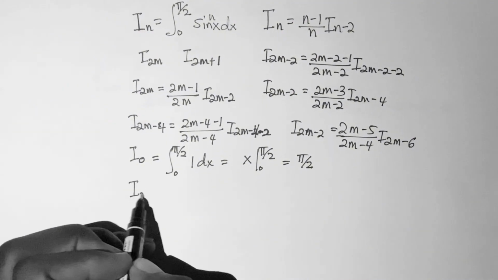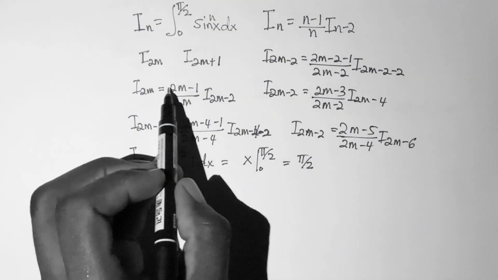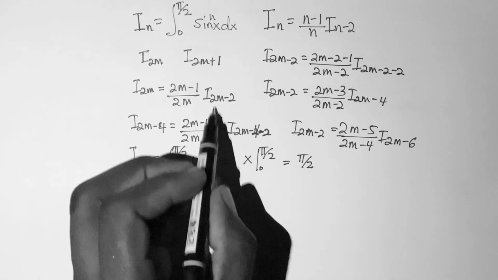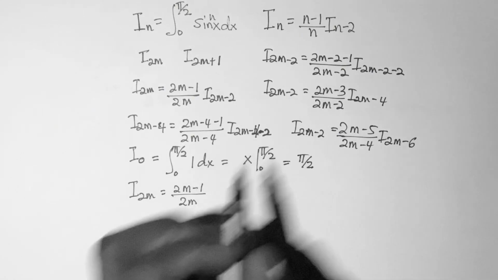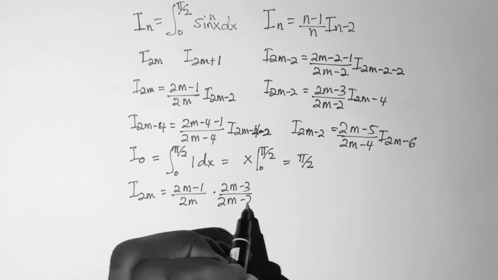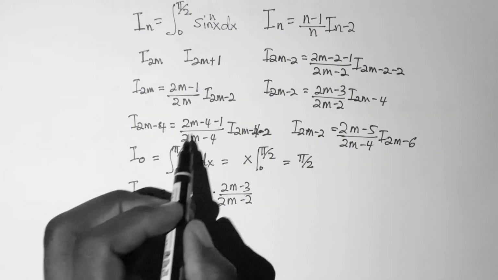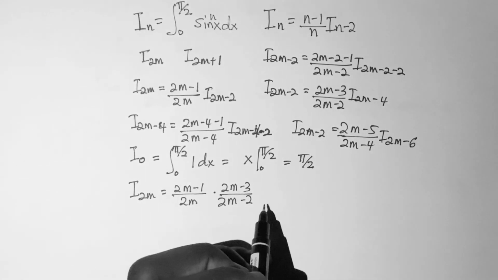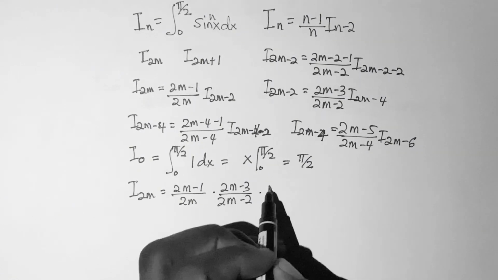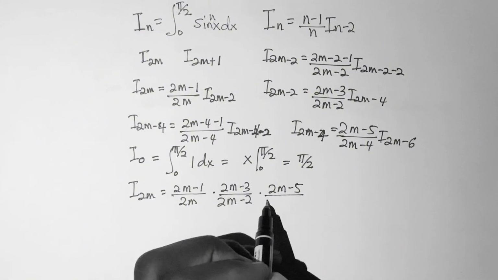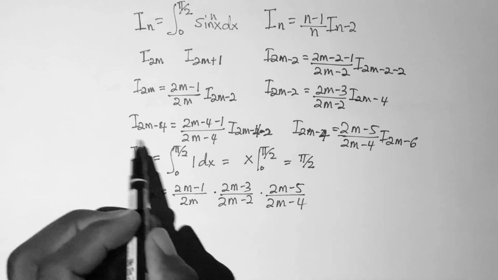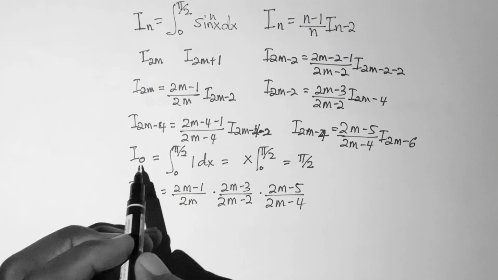So if we write I of 2m, I of 2m is equal to, the first one was 2m minus 1 divided by 2m, I of 2m minus 2. And I of 2m minus 2 is times 2m minus 3 divided by 2m minus 2, I of 2m minus 4. And I of 2m minus 4 is times 2m minus 5 divided by 2m minus 4, I of 2m minus 6. And when we keep on, we reach the point where we have to look for I of 0.